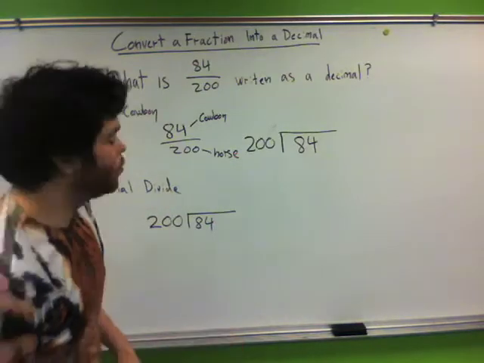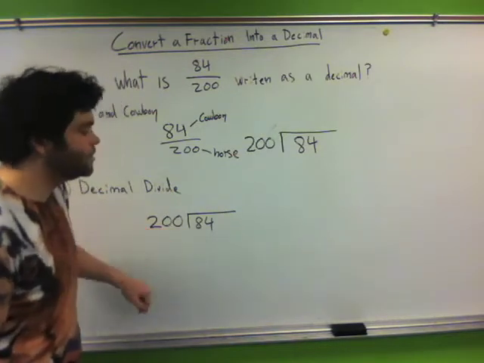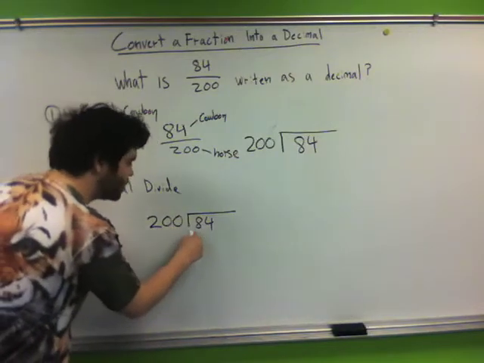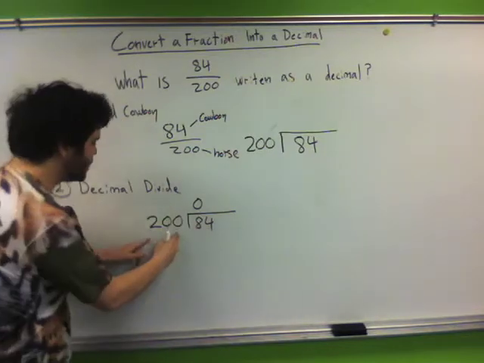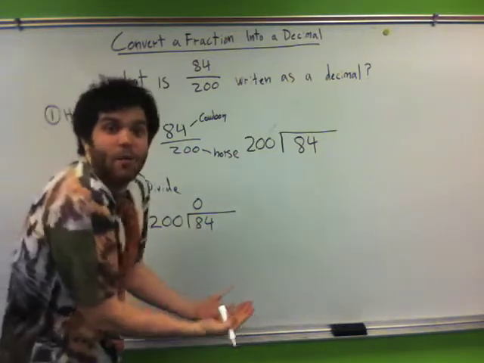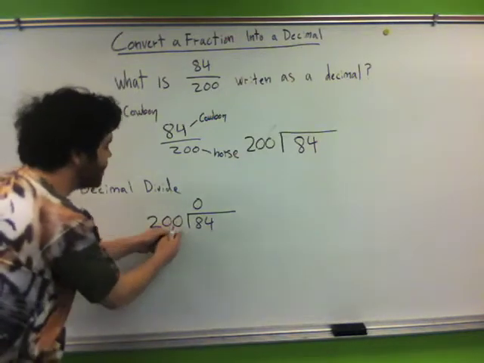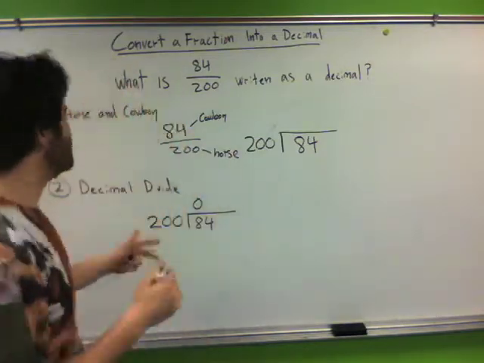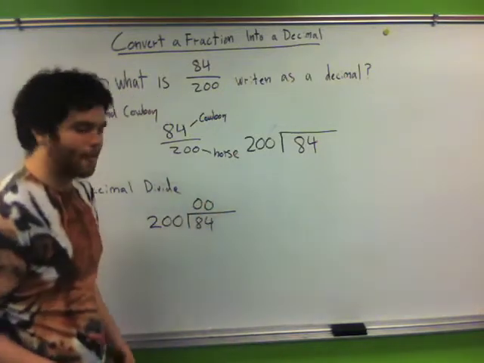Just like any long division, we're doing 200. How many times does 200 go into 8? We want to do this whole number into the first number. 200 goes into 8 0 times, because 200 is much bigger than 8. No way you're going to be able to fit 200 into 8. So it can only go in 0 times. The next question is, how many times can 200 go into 84? Well, 200 is bigger than 84 too. 200 is huge. 84 is too small. So again, it's going to go in 0 times.